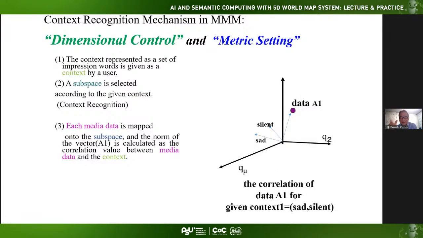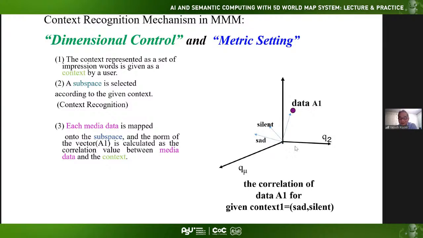How to select the subspace? This is a question. This is highly related to machine learning. Machine learning is one of the technologies to make a subspace selection by using big data. But in semantic computing, we can make the subspace selection very quickly.